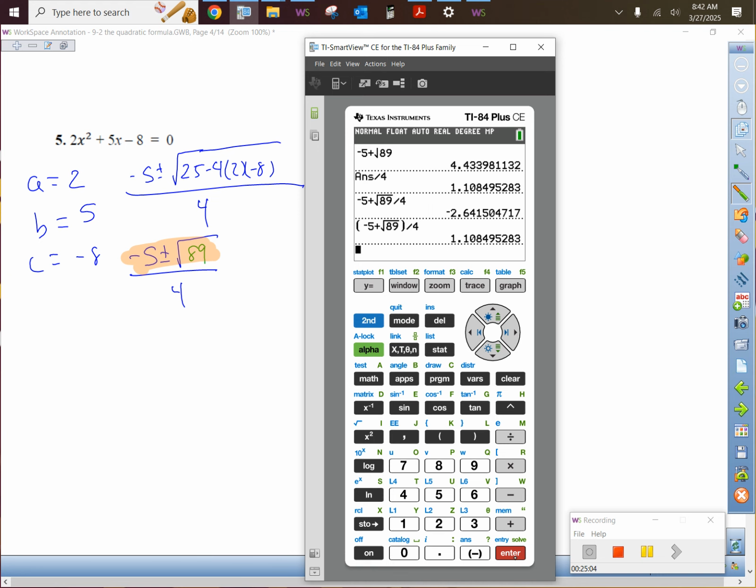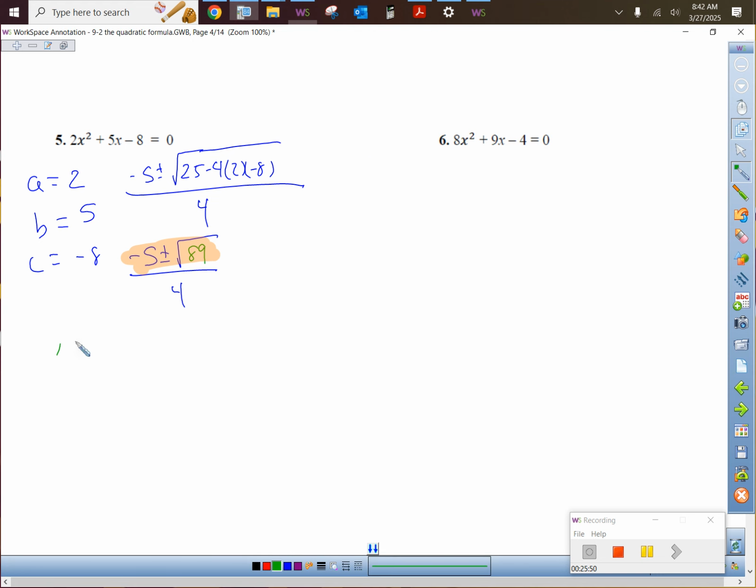So we're going to put about 1.1, rounded to 1 decimal place. That was one answer. I used the plus in the plus or minus. What do I still have to use? The minus. So let's start over.